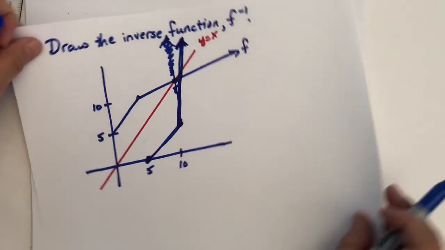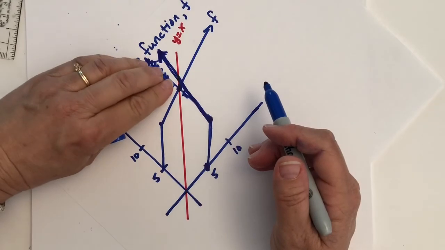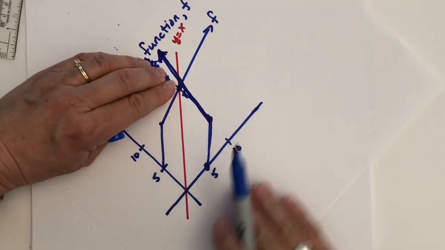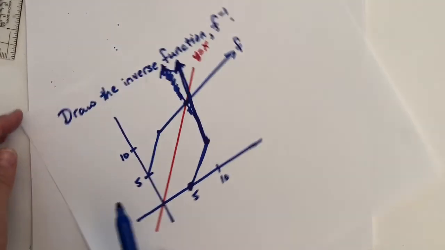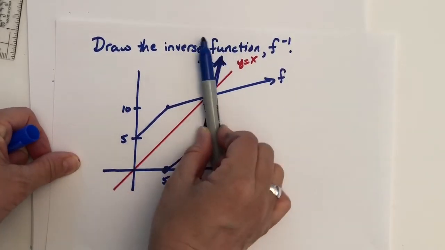But I hope now you see that they seem to be mirror images. Don't look at that vertical piece. Mirror images across the line y equals x. Kind of steep, but not vertical.